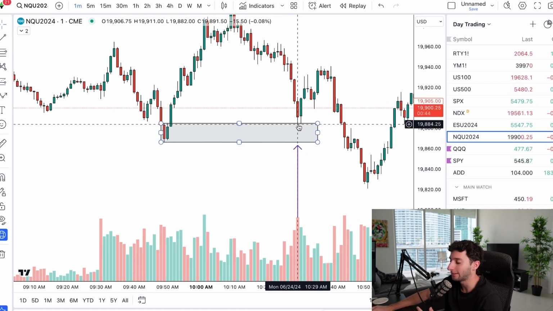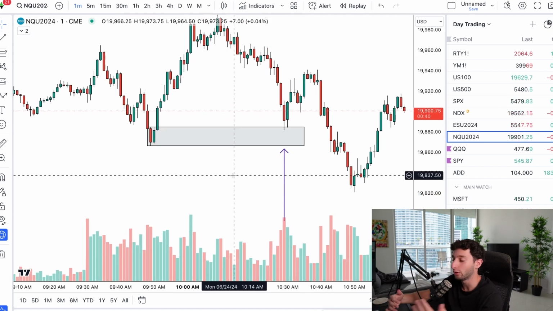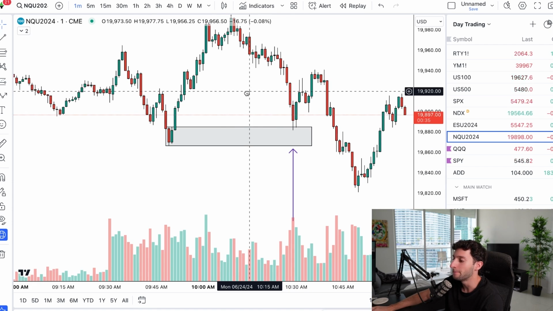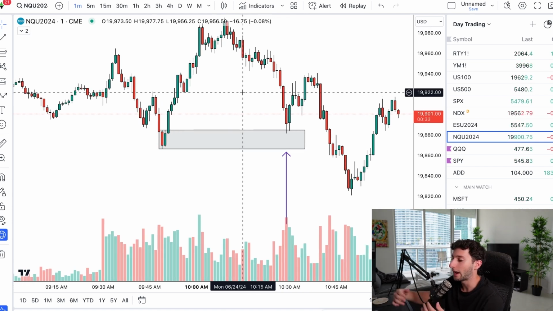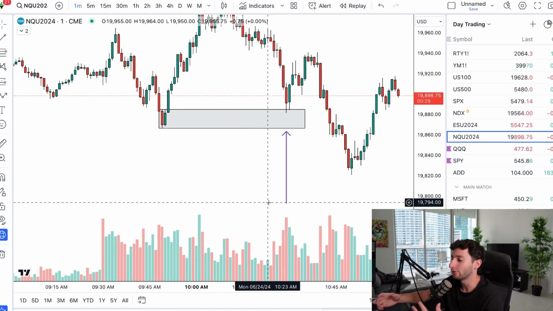If price came into this demand zone and we had low volume, that is not necessarily good. Okay, now price can still react off it. Price can definitely still come off it and you can get a nice scalp off it. But if you want to have the best risk reward, you want to have the best chance of success, you really want to see an increase in volume when trading this strategy, right?